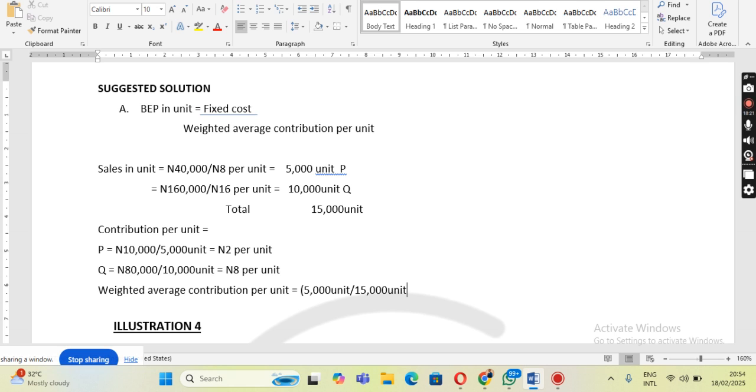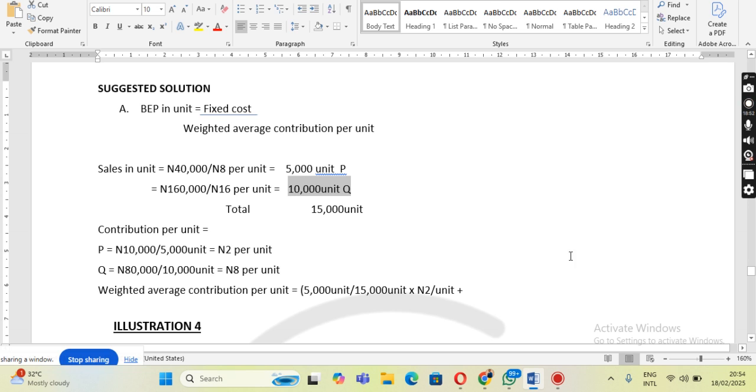Now, you will say times, what is the contribution per unit? Because it is the weighted average contribution per unit. The contribution per unit for P is 2 naira per unit, right? Now, when you get it this way, you will say plus, because you need to get the weighted average contribution of the two, plus Q. This is the Q.